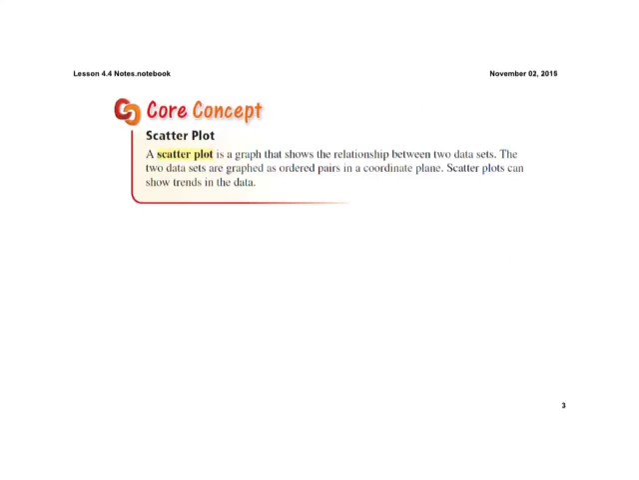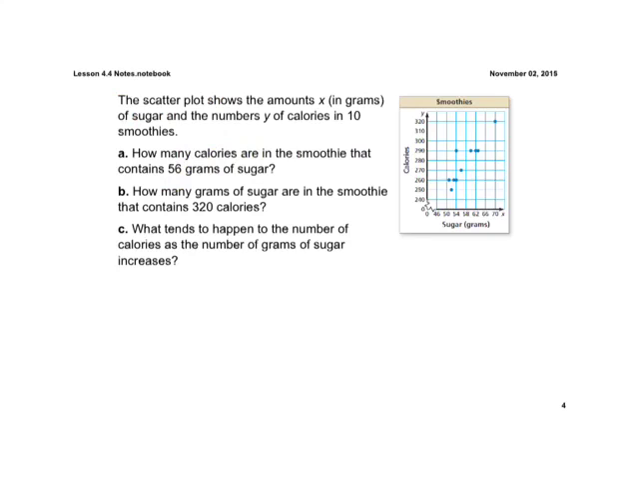Our core concept tonight is a scatter plot. What a scatter plot is, it's really a bunch of ordered pairs. It shows a relationship between 2 sets of data, and we're going to use these scatter plots to show trends in the data. We're going to use correlations, positive, negative.